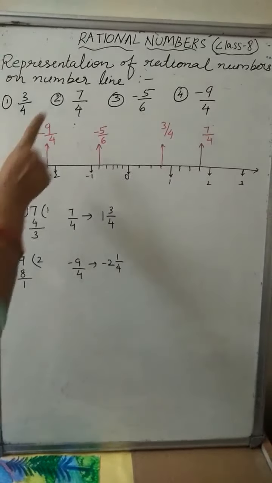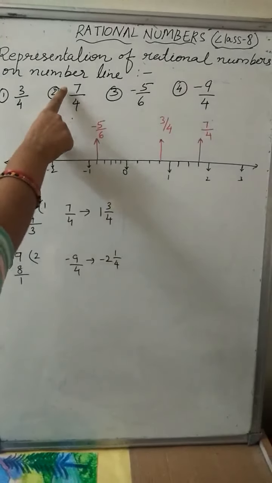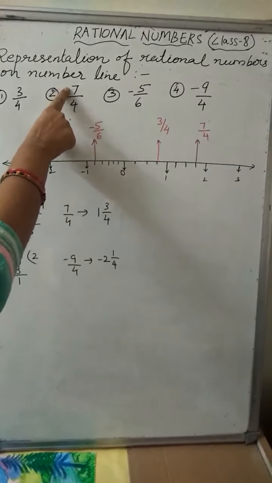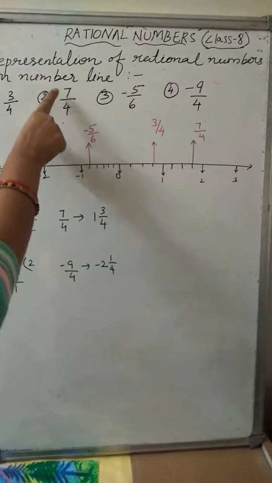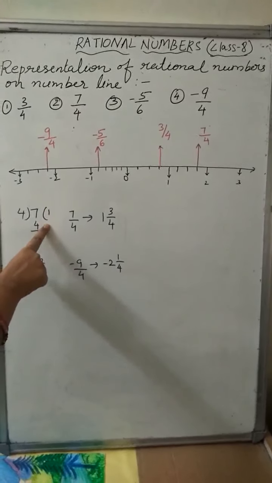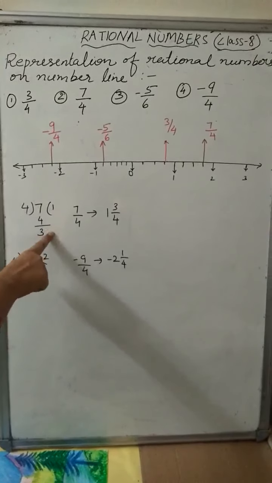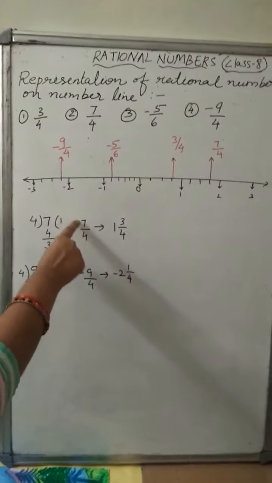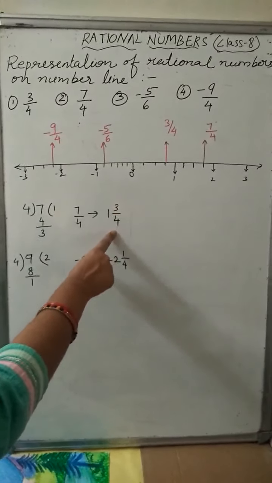Next example is 7 by 4. Here numerator is greater than denominator. So if numerator is greater than denominator, we have to divide the numerator by denominator. Like here, after dividing, and you have already studied how to convert this into mixed fraction. So 7 by 4 can be written as 1 3 by 4.